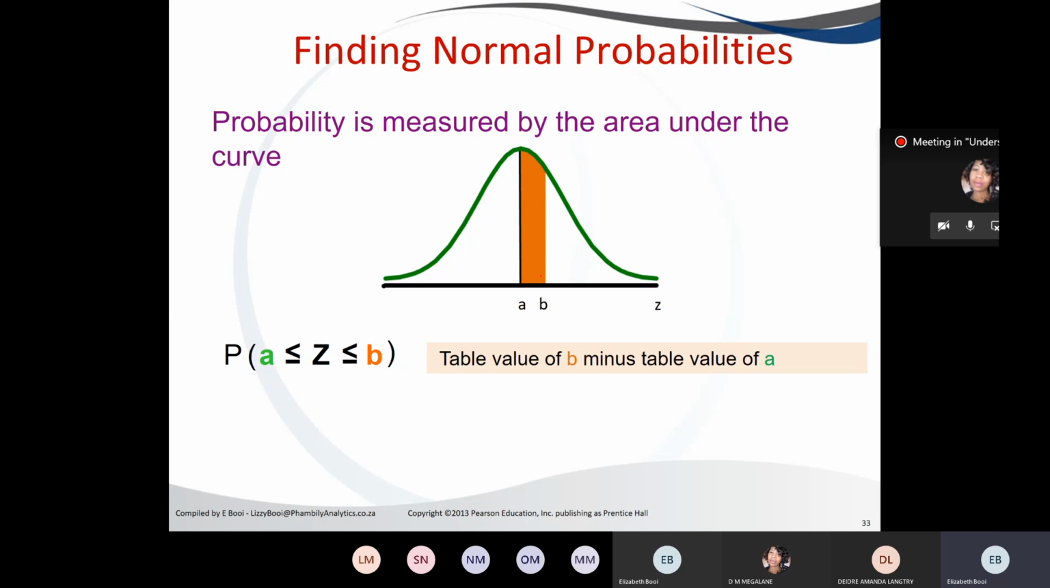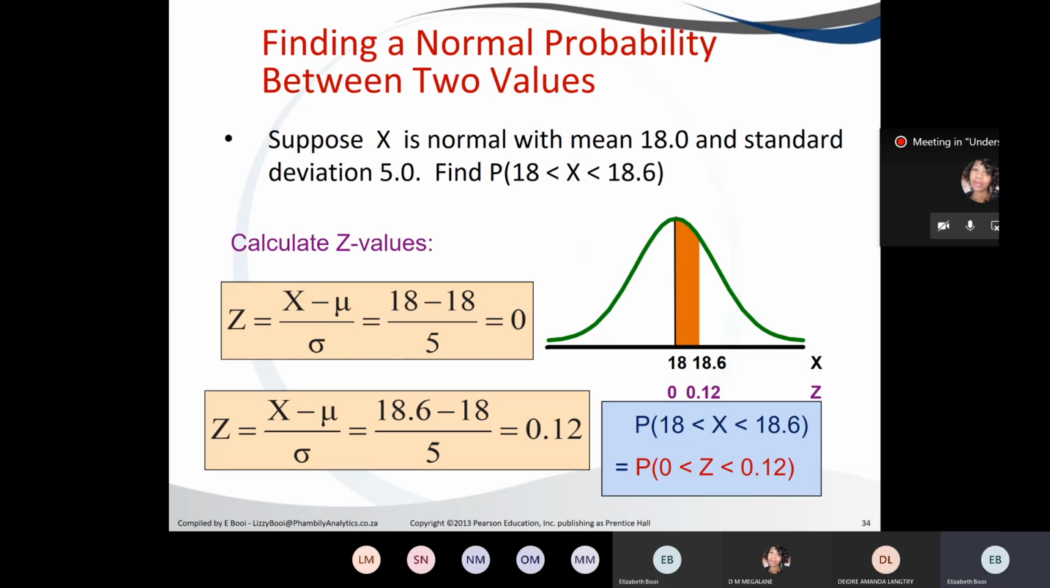Let's look at how we do that. Suppose X is normally distributed with a mean of 18 and a standard deviation of 5. Find the probability that X is between 18 and 18.6.